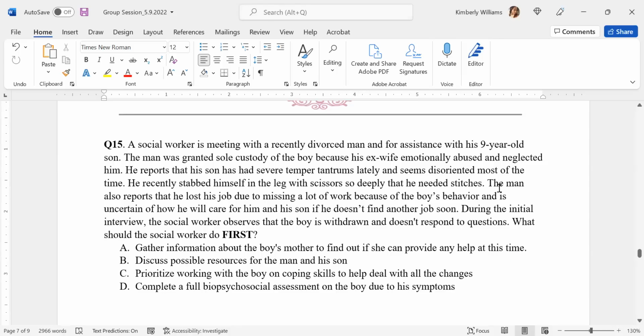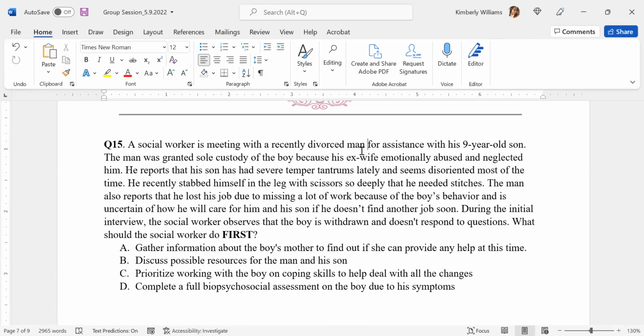Okay, here we go. Wait, see, that's on me, y'all. It's supposed to be 4. A social worker is meeting with a recently divorced man for assistance with his 9-year-old son. The man was granted sole custody of the boy because his ex-wife emotionally abused and neglected him. He reports that his son has severe temper tantrums lately and seems disoriented most of the time. He recently stabbed himself in the leg with scissors so deeply that he needed stitches.